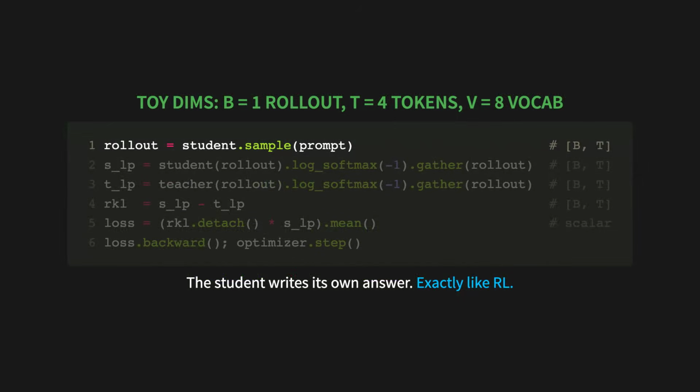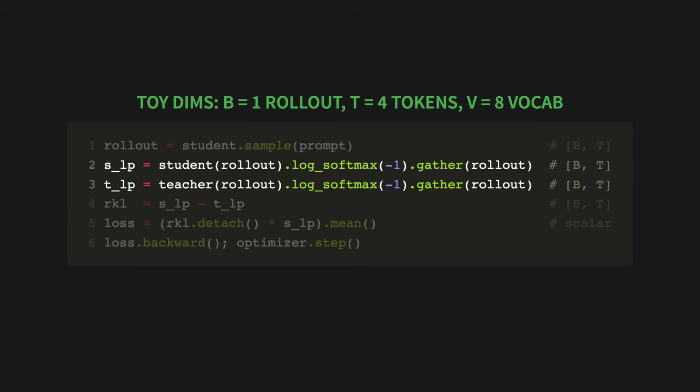To follow the code, keep 3 tensor shapes in your head. B is the batch of rollouts, T is the number of tokens per rollout, and V is the vocabulary size. At toy scale, that's 1 rollout, 4 tokens, and a vocab of 8. The first line is the rollout step, where the student samples its own answer. This produces a B by T tensor of tokens, and it's exactly the same first step as in reinforcement learning.